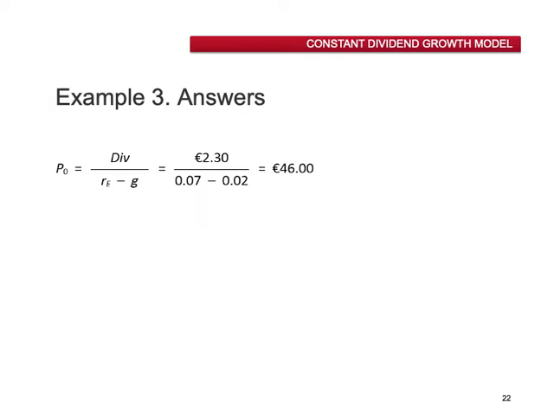Here are the answers of example 3. If dividends are expected to grow at a rate of 2% per year until infinity, we can use the previous equation to calculate the price of Eneco's stock. We have a dividend of €2.30. We have a cost of equity of 7% and a growth rate of 2%. That gives us a stock price at T0 of €46.